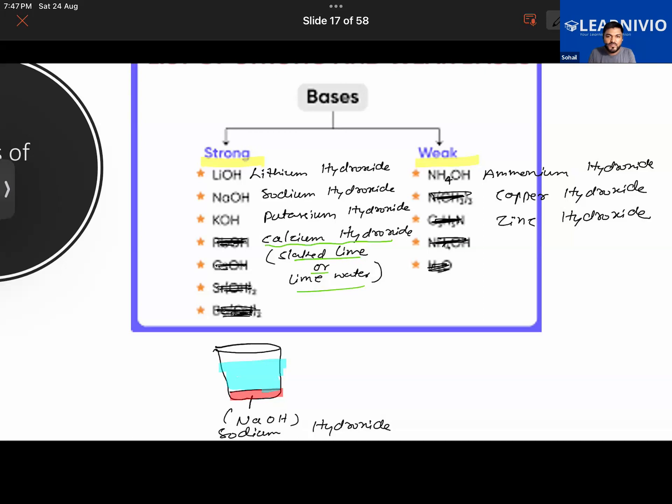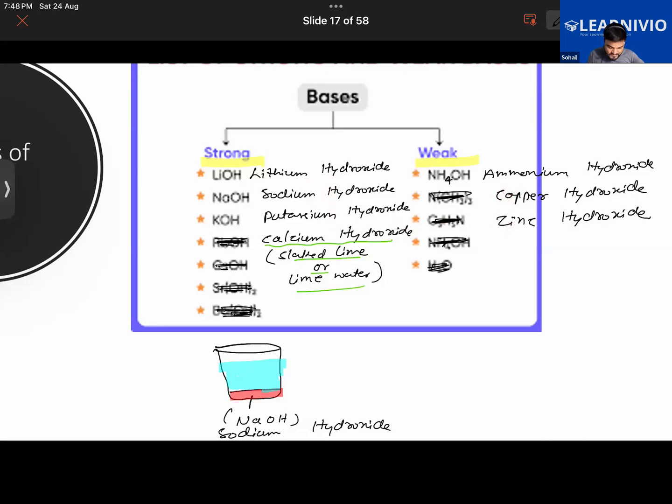Sir, we should not write the other strong acids, because you covered them with the glass thing. Yeah, you don't have to write them. The ones which I have cancelled, you don't have to write. You just have to write this one. No need to write the formulas. Just focus on lithium hydroxide, sodium hydroxide, and these examples.